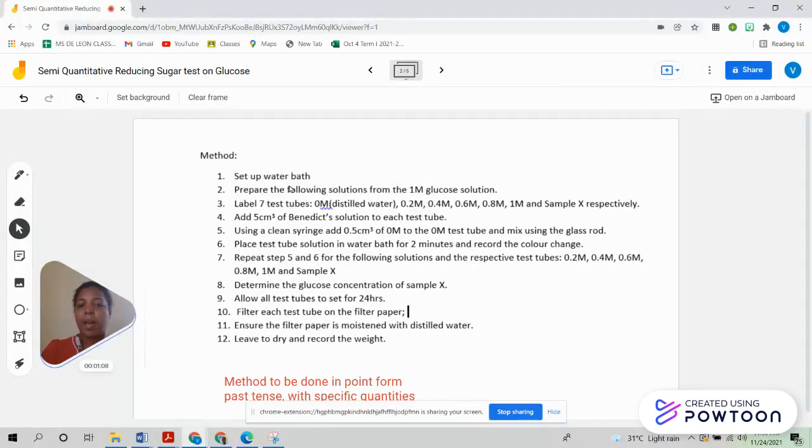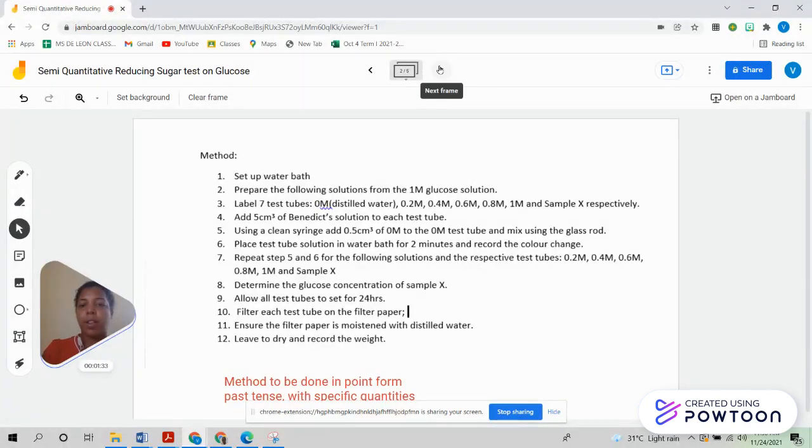So for your water bath, so you have everything. Remember, it will be past tense. Your method must be done in past tense. Make sure you put your units. Make sure you put the quantities. Ensure that it is done in point form, past tense, with specific quantities.